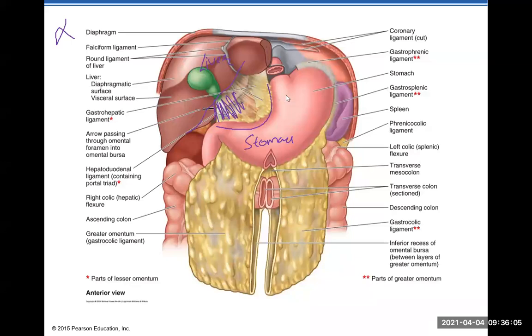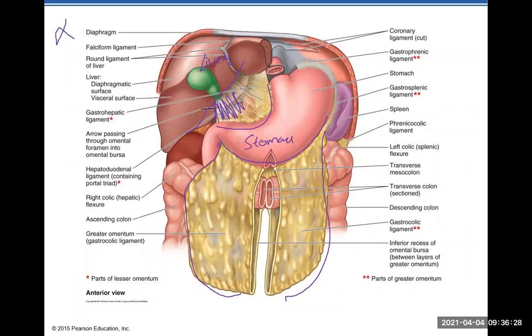Well, now the greater omentum. This is the greater omentum, right? Which is also called an apron, the apron of the stomach. Look at this. This is the greater omentum. This is my greater curvature of the stomach, right? So it hangs from the greater curvature of the stomach.